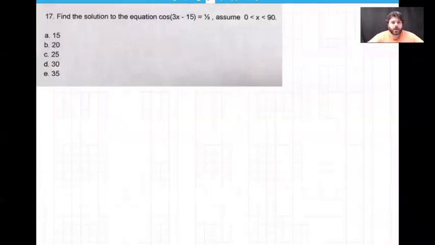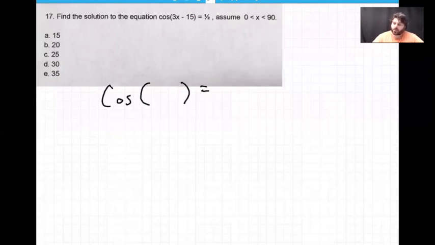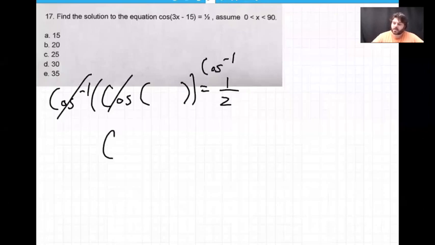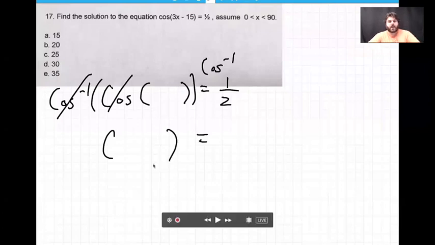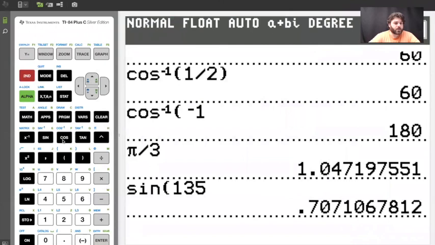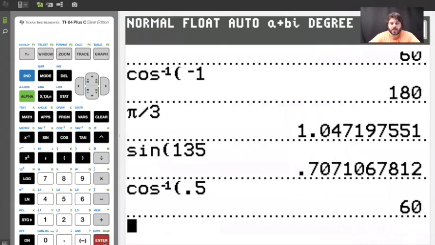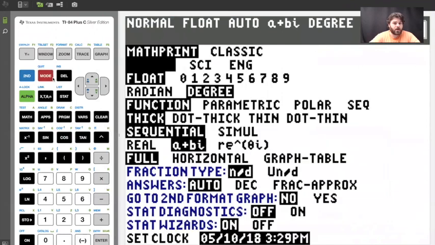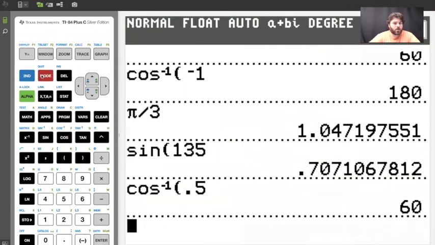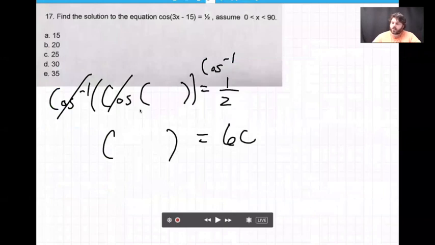All right, find the solution to the equation cosine of 3x minus 15 equals 1/2. Assume that x is between 0 and 90 degrees. So we know that the cosine of something equals 1/2. Anytime we have these parentheses and we're looking for the angle, we always do inverse cosine of both sides. Inverse cosine cancels and leaves us what's in the parentheses. If I get my graphing calculator out and ask what is the inverse cosine of 1/2, it's going to say 60 degrees. Remember, I'm in degree mode. So whatever this angle is, it's 60 degrees.